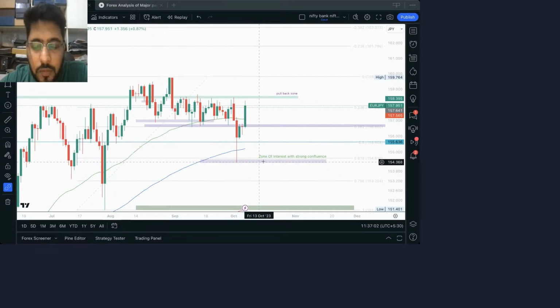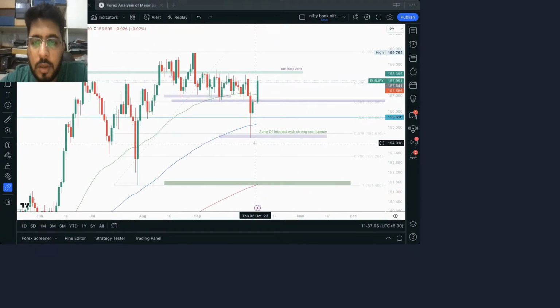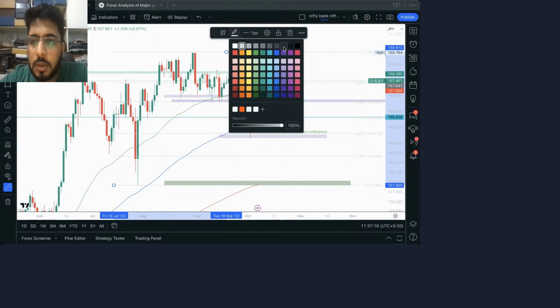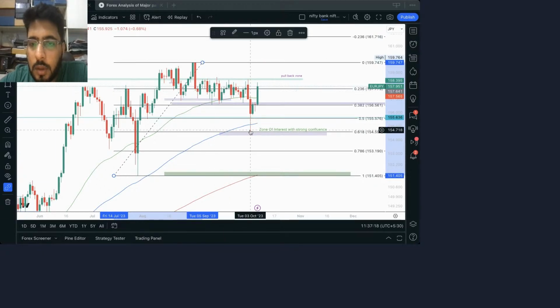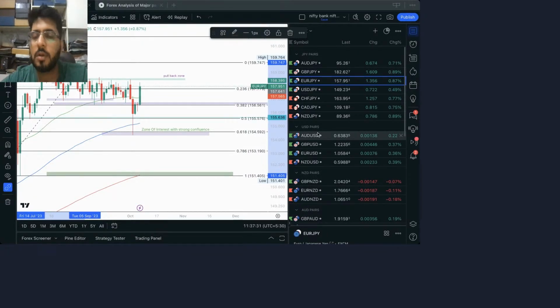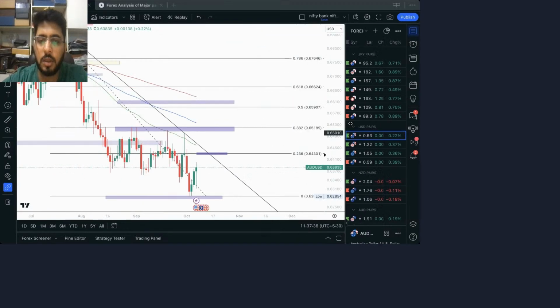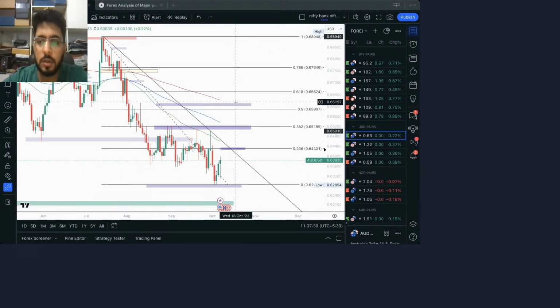Then this is a major zone of interest for me because if you see this, from this low to this high, it comes to 618, big spike, big spike. So if anyone has taken a trade over here, it's a very good profit. So this is AU. Let's see.